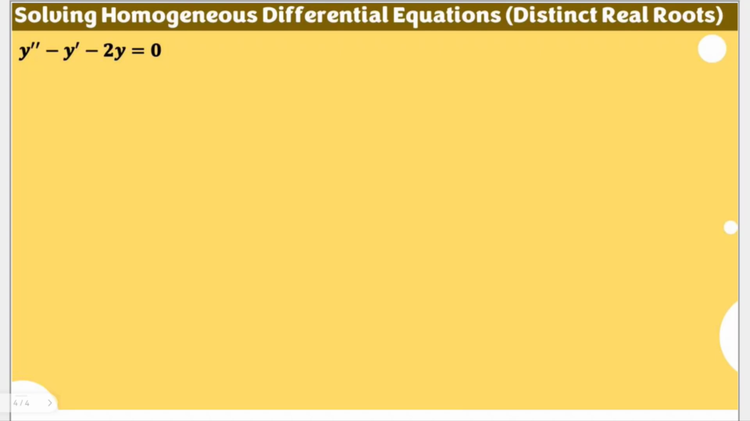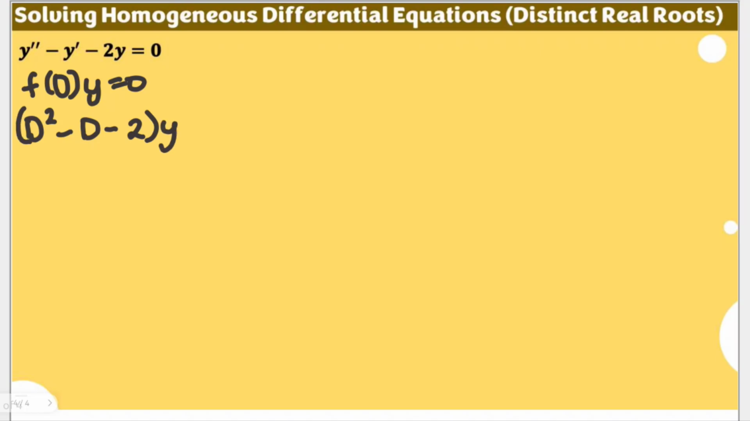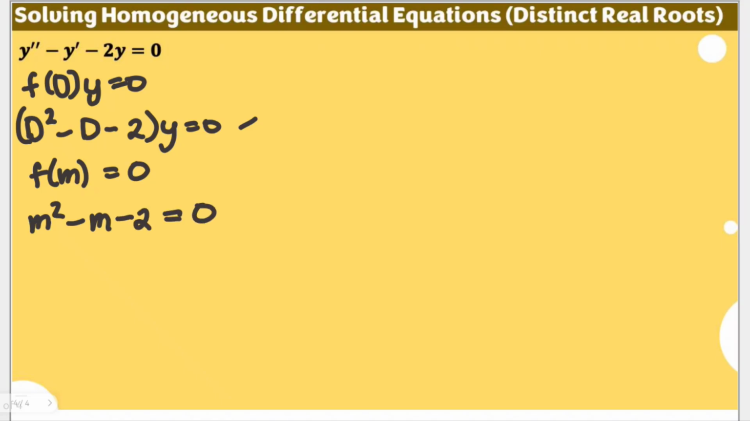The first one is of course writing this as an equation with the differential operator. We had this already in the previous videos, just rewriting it here. We have D squared minus D minus 2, times y equal to 0. Then we introduce the auxiliary equation f of m equal to 0. Hence, from this, you will have m squared minus m minus 2 equal to 0.